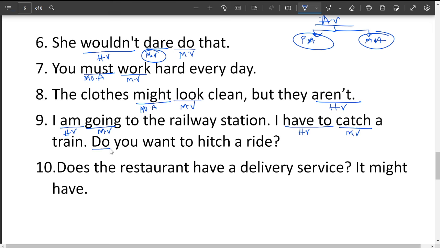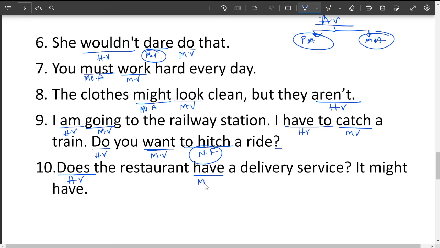What is that? Do is the helping verb here. Do, helping verbs are used to ask questions. This is a question. Next, want is the main verb here. To hitch is again a non-finite verb, an infinitive. Next, does the restaurant have a delivery service? It might have. Does is the helping verb here, used to ask a question.